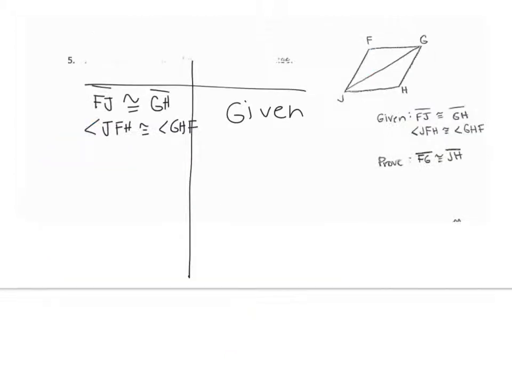Okay, I wrote out my given. Now I'm going to mark them. So FG is congruent to GH. Angle JFH is congruent to angle GHF. So one other thing I know is that JG is congruent to JG, and that's by reflexive.